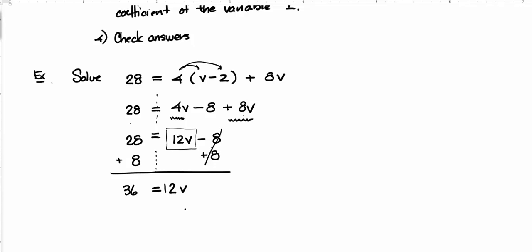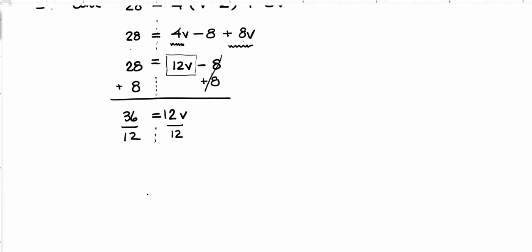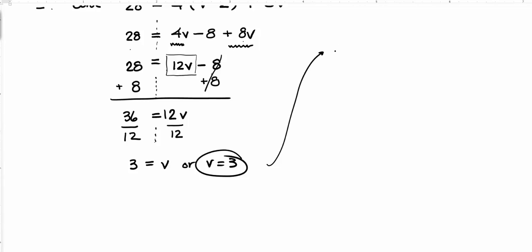And remember, the last thing I always do is either use multiplication or division properties of equality. So here I'm going to try to get the coefficient of v to be 1. So 12 divided by 12 will give me 1. Right? So what I do to one side, I do to the other side. And I get 3 equals v. Right? That's the same as saying v equals 3. So that's my answer. And then I can check.